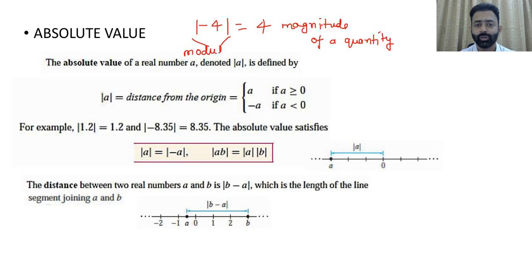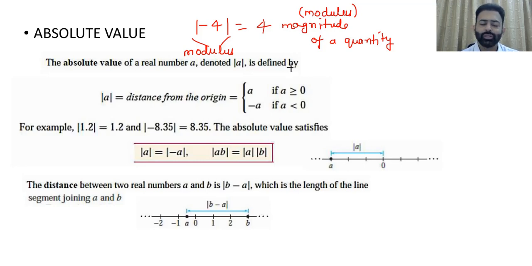We say that this is the modulus, magnitude, or we also say modulus, because later on we will define the modulus function. We will study some properties of this modulus function, and we will revisit this again. And obviously the magnitude, modulus or absolute value of a positive number will be positive.